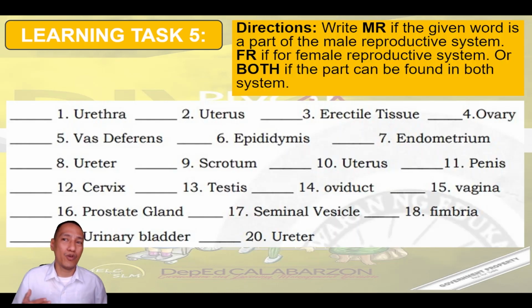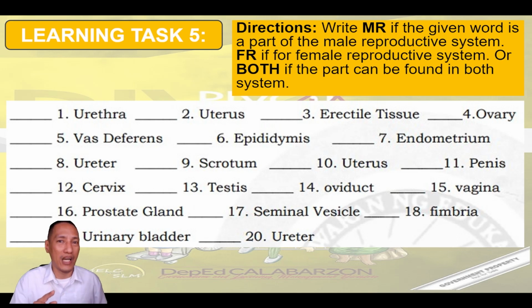And now we jump to learning task number 5 because learning task number 4 is for the female reproductive system. So sabi dito, direction, write MR if the given word is a part of the male reproductive system. So kapag yung part na naka-number dyan ay panglalaki, lagay mo MR. If it's for pambabae, lagay mo FR. Pero kung sa tingin mo ay meron yan sa parehong babae at lalaki, especially yung may kinalaman sa urine or ihi, ilalagay mo ay both.